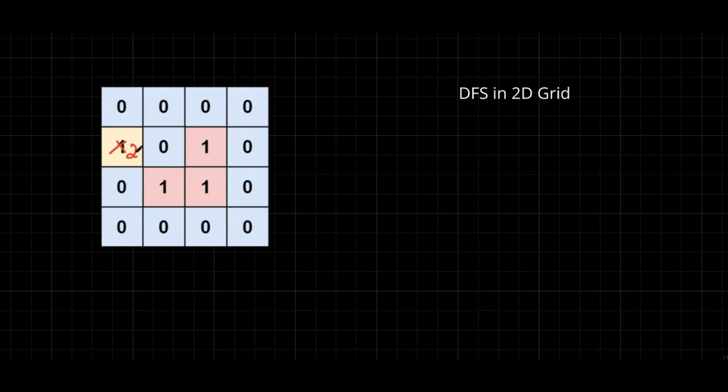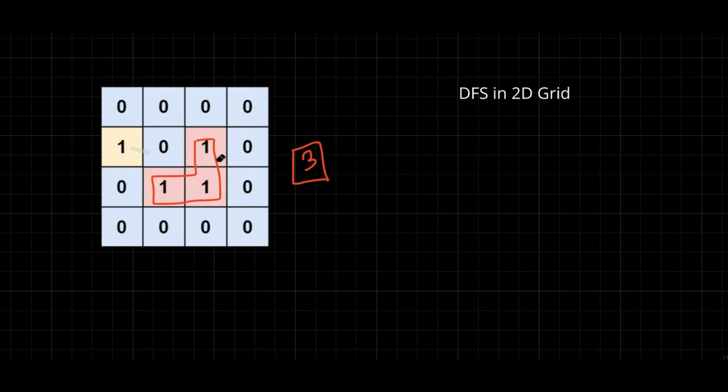After performing the DFS, we have to check how many 1s are present in the grid. So here we can see that there are 3 1s present. So we have to return 3 as the answer. This is the basic intuition.